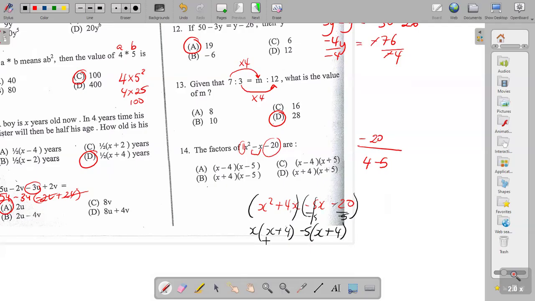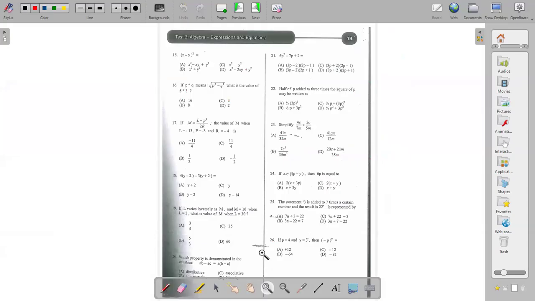How do we know that we're going right? These two match. So we're going to end up with x plus 4, x minus 5, or x minus 5, x plus 4, same thing. So let's see which one this is. Plus 4 minus 5. So our answer here is B. All right, let's keep it going.